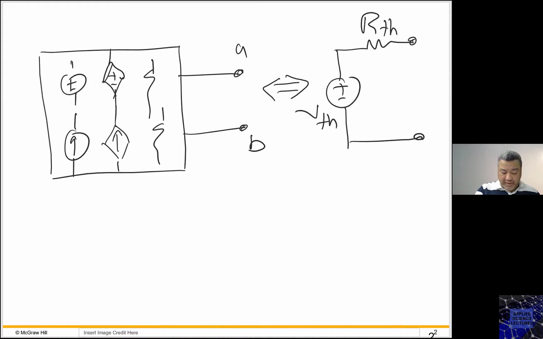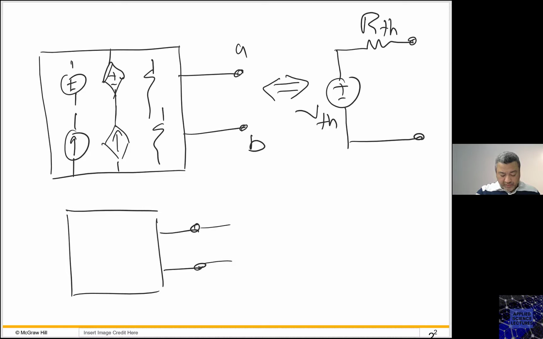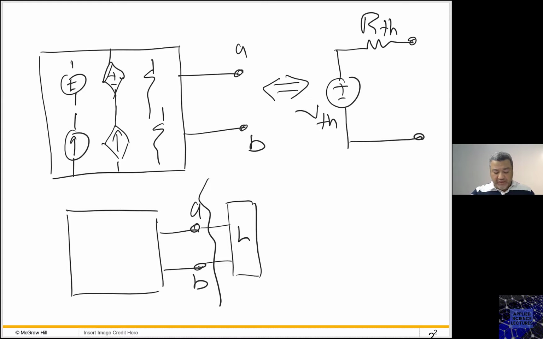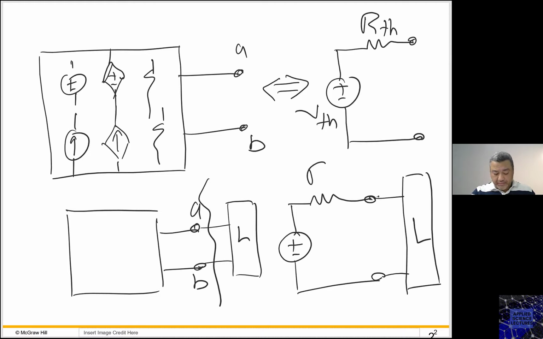So back to here, if I have my big circuit connected to a load, what I need to do first is disconnect this load and find the equivalent circuit, the Thevenin equivalent circuit, and then after I do this, I bring back the load again. So this is how we do it.